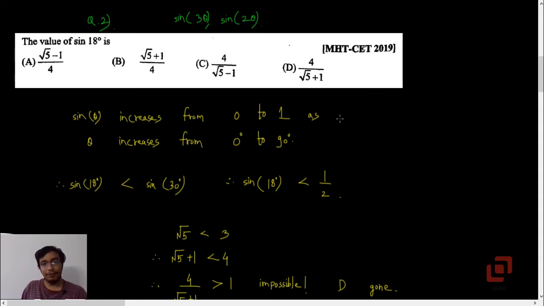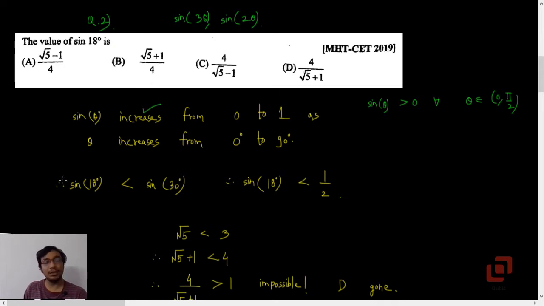Well, first, sine theta is positive in the first quadrant. Well, you know that. And it is an increasing function because its derivative is also positive. It increases from 0 to 1. That means sine 0 is 0 and sine 90 is 1, right? So as theta increases from 0 degrees to 90 degrees, sine theta increases from 0 to 1, which means greater the angle, greater will be its sine.